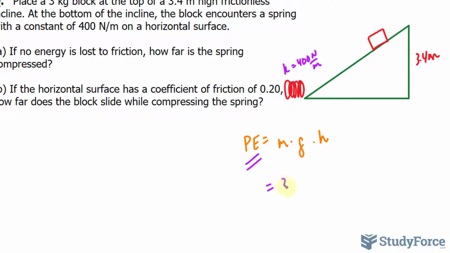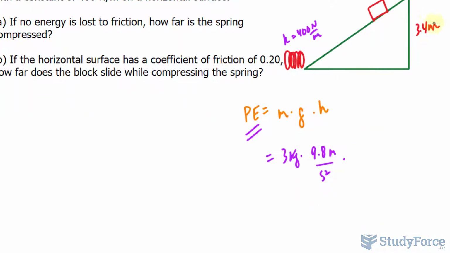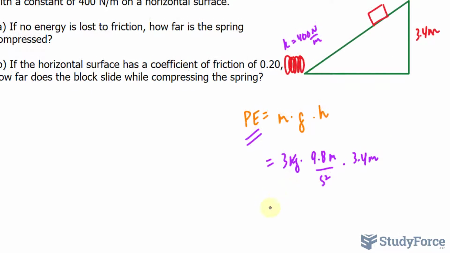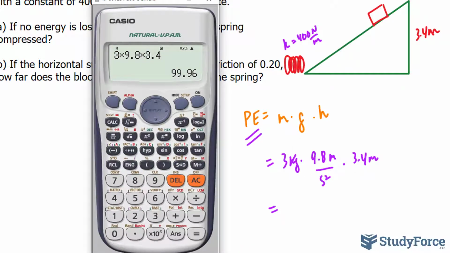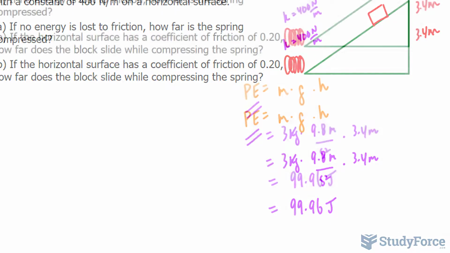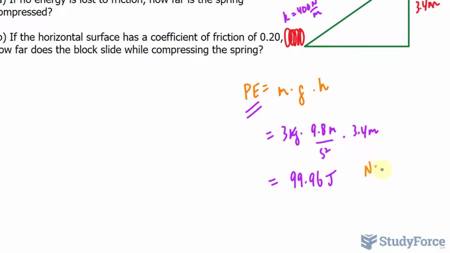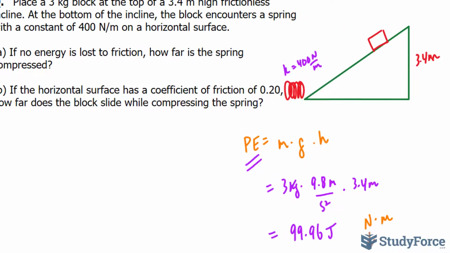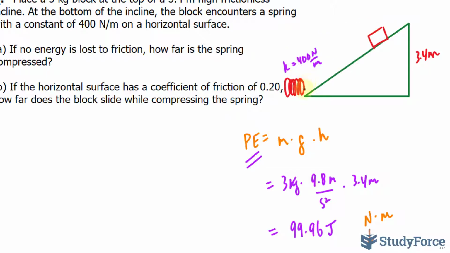So the mass is 3 kilograms. The acceleration due to gravity is 9.8 meters per second squared. And the height happens to be 3.4 meters. From here, we'll use our calculator to find out what that is equal to. And as you can see, it is 99.96 joules. Joules is the same thing as newtons times meters, and newtons is kilograms times meters per second squared. So rather than using all of this, joules is a better replacement. It's simpler and cleaner. So that is the amount of energy that this block will have at the very bottom.